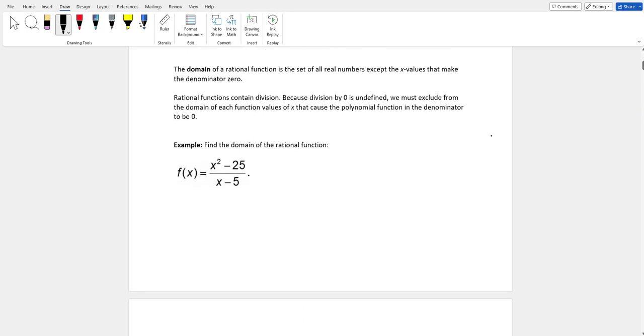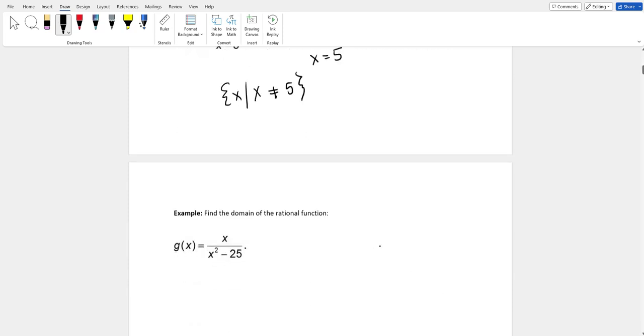So in this first example, we're going to find the domain of f of x equal to x squared minus 25 over x minus 5. So what we do is we're going to set the denominator equal to 0 and solve for x. We get x is equal to 5. If we plug 5 back into the denominator, it makes the denominator 0. So 5 cannot be part of your domain. So x is all real numbers, but x cannot be equal to 5. Okay, so 5 must be excluded from the domain.